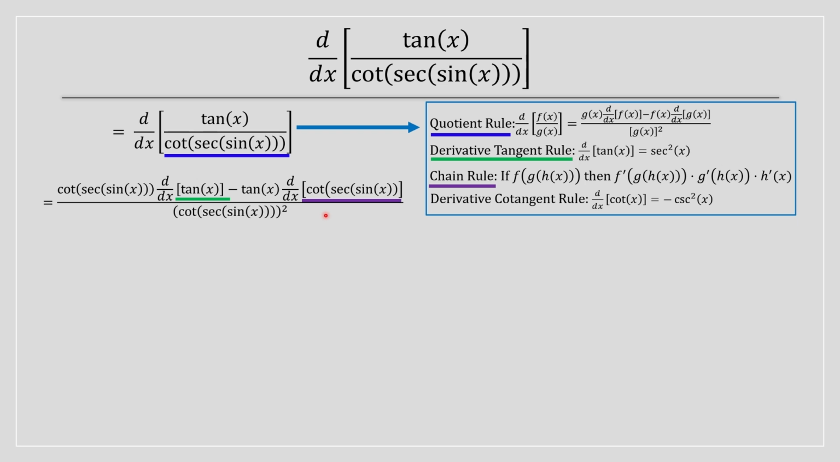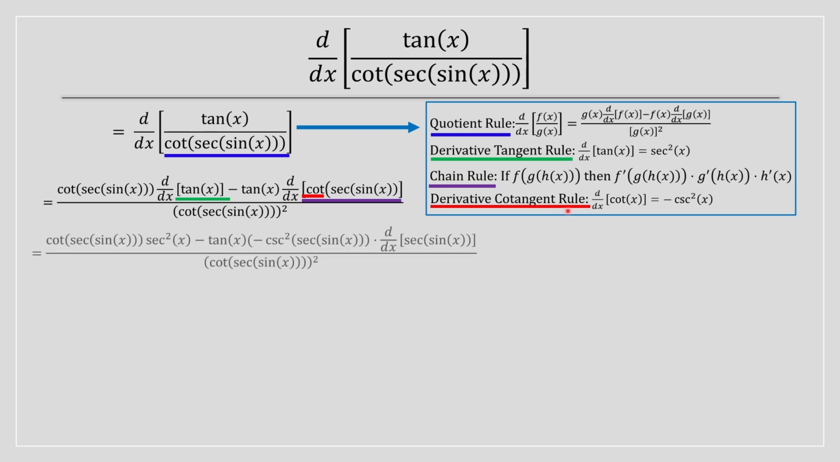Now note that f is represented by cotangent, then secant is represented by g, and sin of x is represented by h. And right now we can do the derivative of cotangent of x because that's the outer function. So outer, then inner, okay? So basically we apply it, which is negative cosecant squared of x.